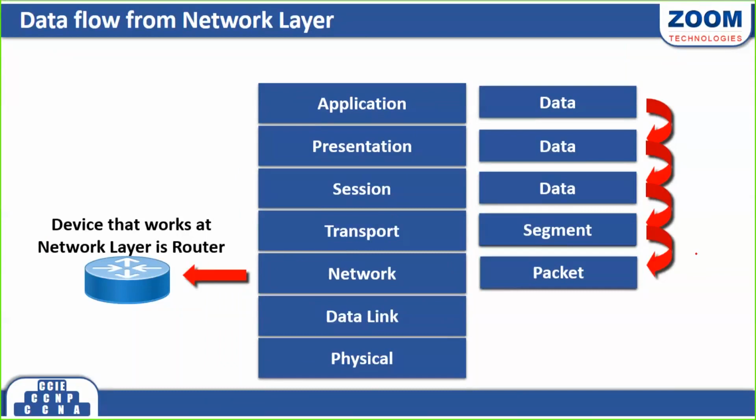Which protocols come under the transport layer? What are the transport layer protocols? TCP and UDP. What are the network layer protocols? IP. Routing protocol and routed protocol. Yes, network layer protocols are routing and routed.